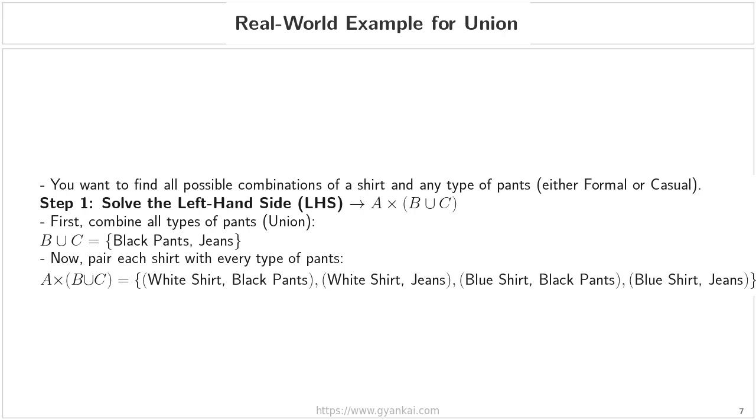Now we take our set of shirts, A, and find the Cartesian product with this new set of pants. This means we pair every single shirt with every single type of pants available. When we calculate A cross B union C, we get a list of 4 possible outfits: white shirt with black pants, white shirt with jeans, blue shirt with black pants, and finally, blue shirt with jeans. Keep this list in mind, because in the next slide, we are going to see if calculating the products separately and then joining them gives us this exact same result.